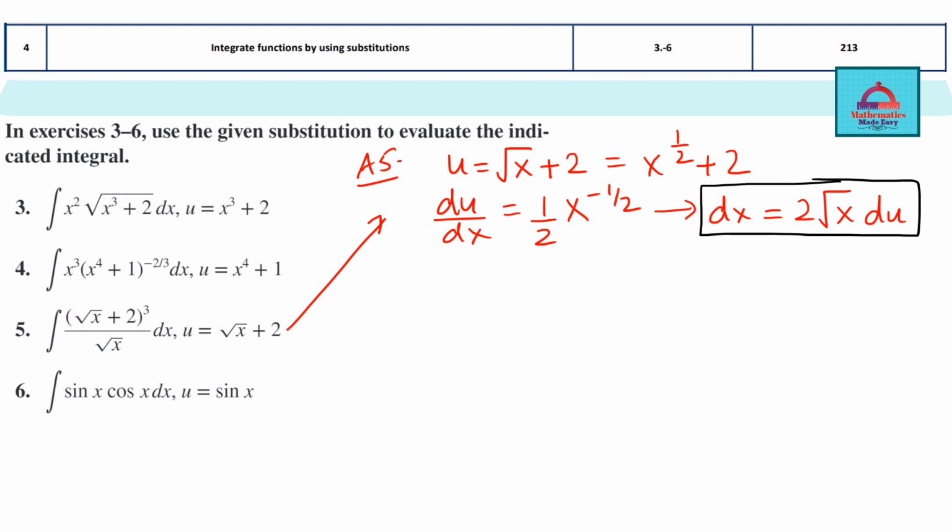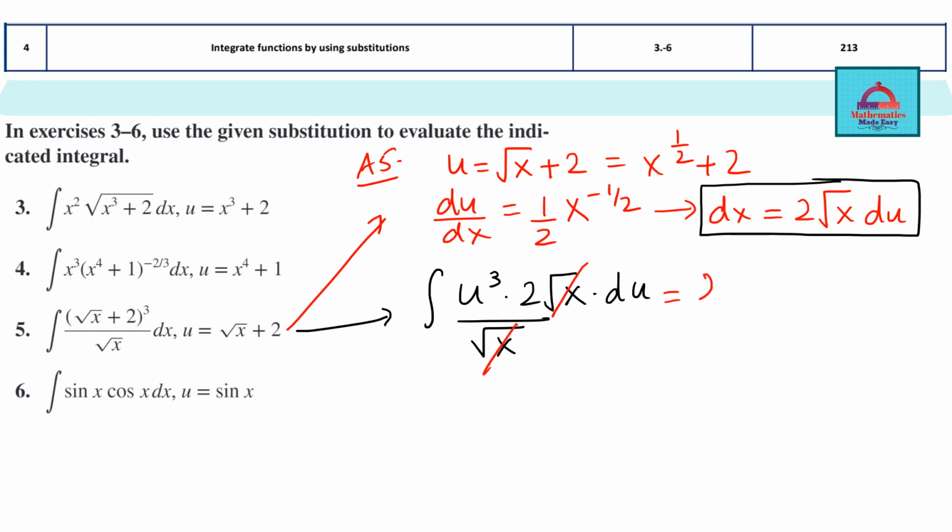So the integral here becomes integral of u cube, and in place of dx you can put 2 square root x du, and in the denominator you also have this. So now let's cancel the common term. This and this is cancelled, so there's going to be 2 integral of u cube du. Let's apply power rule, so this becomes u to the power 3 plus 1 over 3 plus 1 plus c.